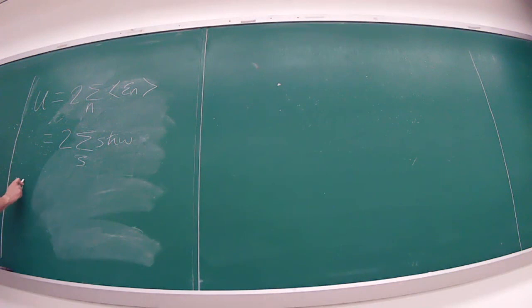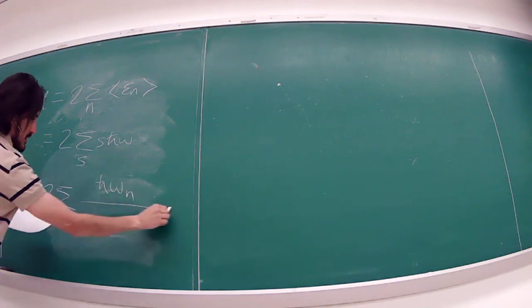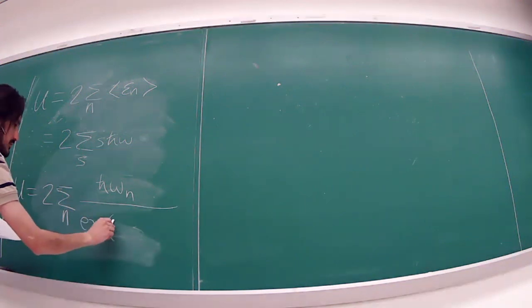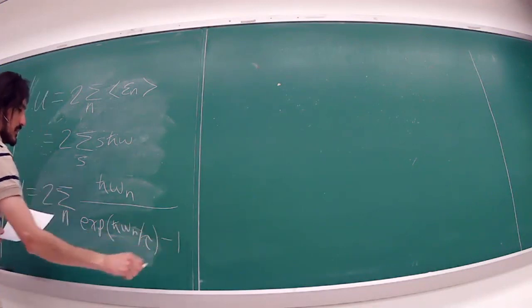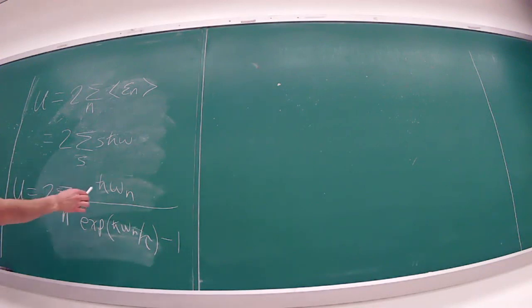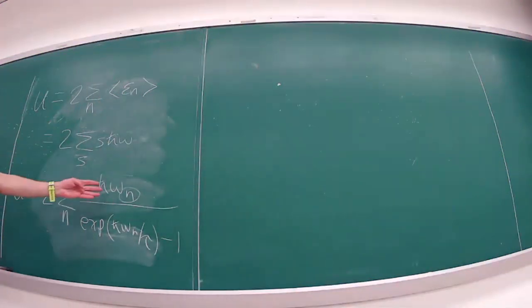So U is 2 sum over all the states, h bar omega n divided by the exponent of h bar omega n over tau, minus 1. And I have this omega n because the angular frequency depends on n, essentially the number of nodes that you have. So this frequency is quantized. And this is equation 4.16.